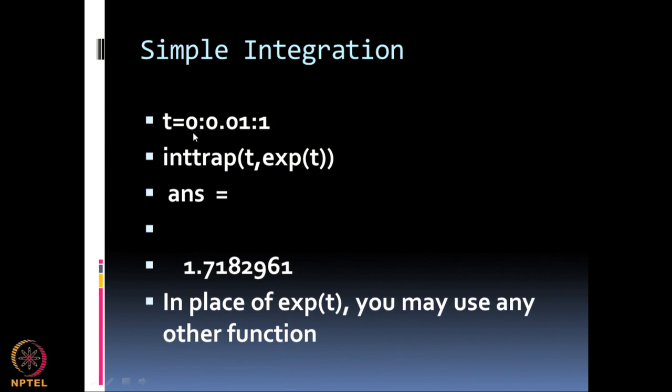Now, if I want to integrate this using the trapezoidal rule, I will say int trap into bracket t comma x t. So, you will get the answer. This simple integration using the trapezoidal rule, just one particular line, int trap t comma x t, is where I get the answer. So, in place of exponential t, I can use any other function. Now let us see how to do the same integration in Scilab using the programming statement.